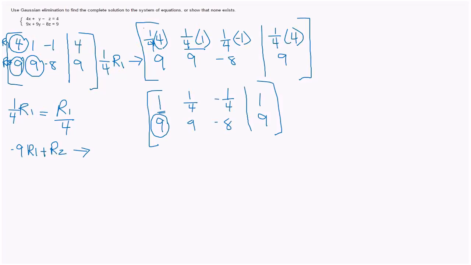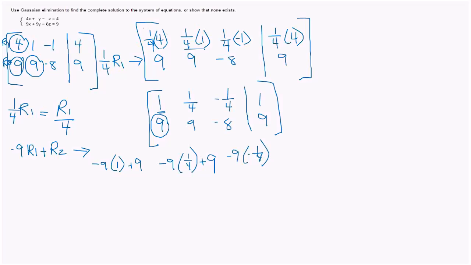So I have -9 times row 1 plus 9. That's going to be that first position for that second row. And then I'm going to go -9 times positive 1/4 plus 9. That's going to be in that position there. And then again, -9 times -1/4. So I'm working with fractions here, but that's okay. I'm going to tell myself not to freak out.